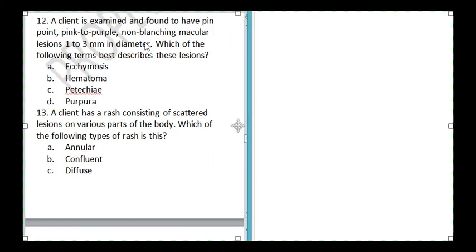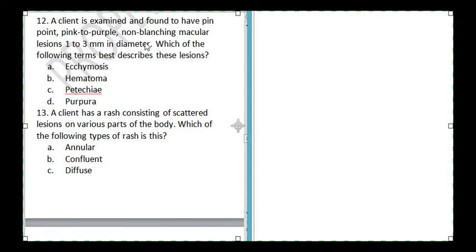Next, number 12. The client is examined and found to have pinpoint pink to purple non-blanching macular lesion 1 to 3 millimeter in diameter. Which of the following terms best describe this lesion? Is it A. Ecchymosis, B. Hematoma, C. Petechiae, or D. Purpura? Let's try and locate first the wrong options.